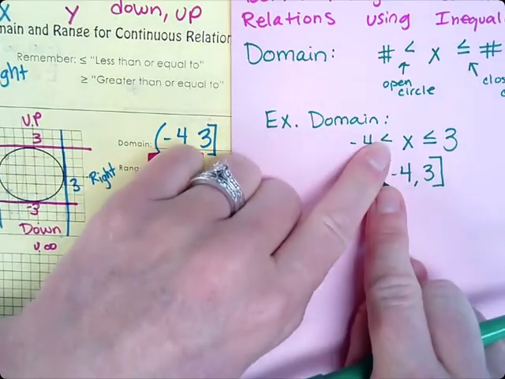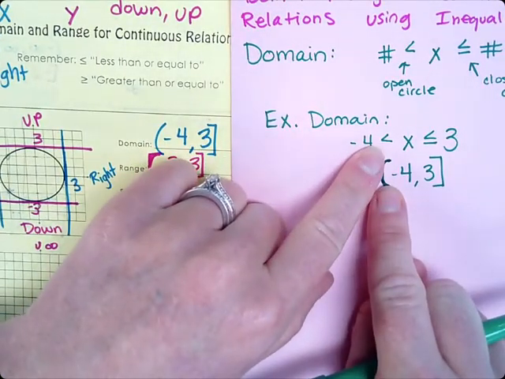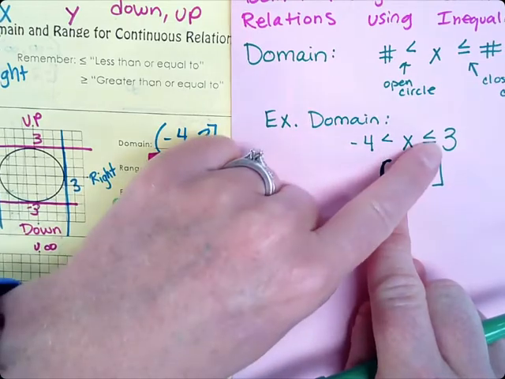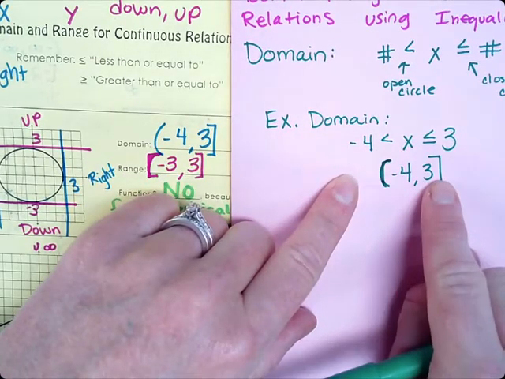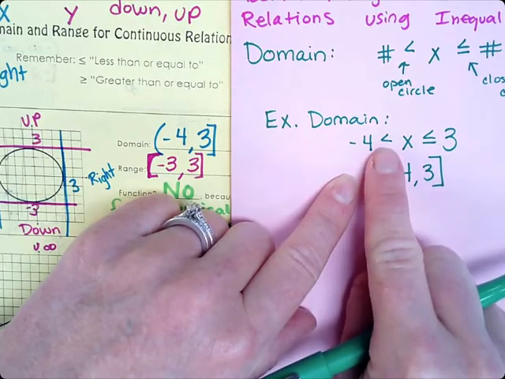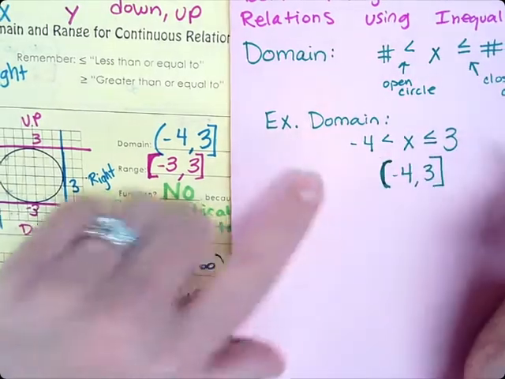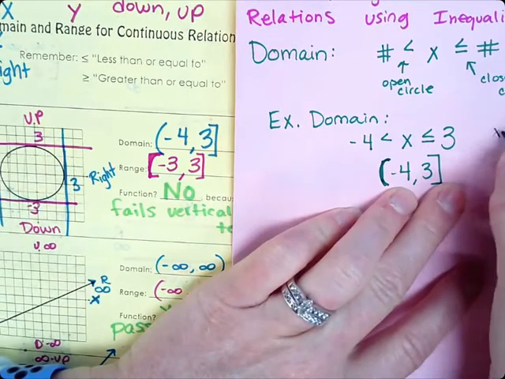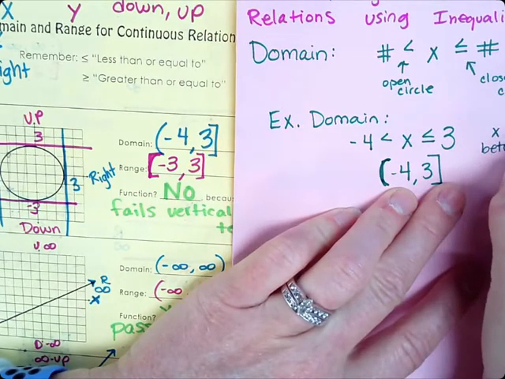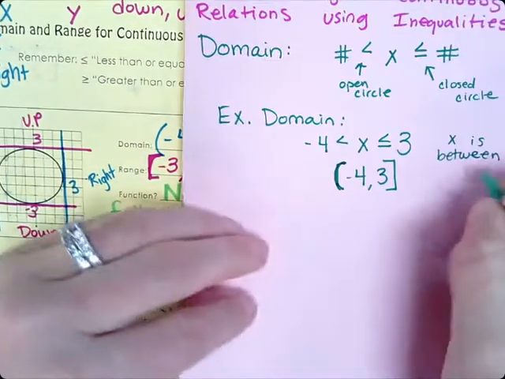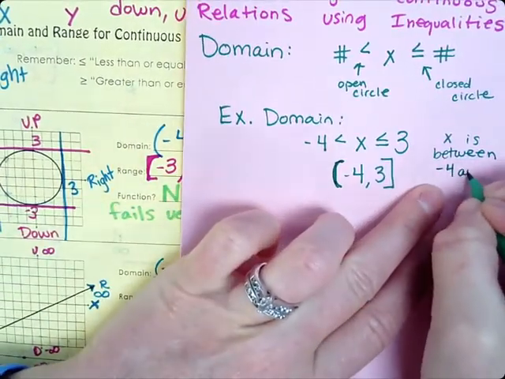So parenthesis goes with if it doesn't actually touch. Bracket goes if it does touch. Same thing with less than or equal to is bracket. Parenthesis is just less than. So what this means is x is between -4 and 3.